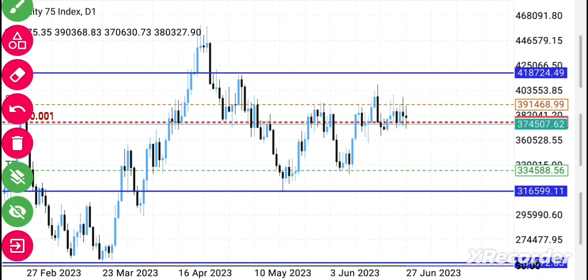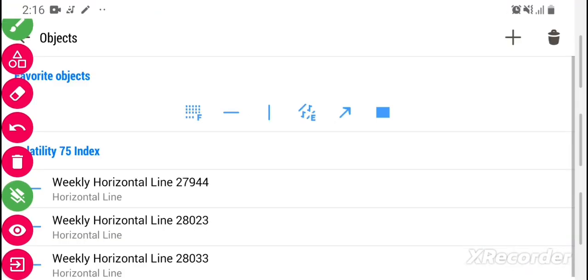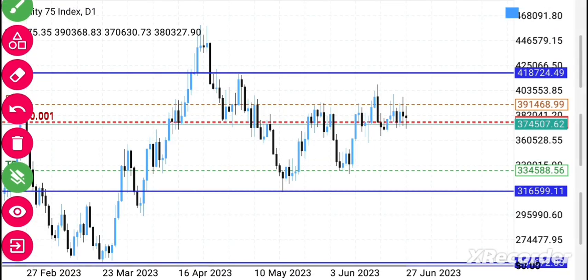Before that, we have another zone here. Let us mark it very well. We have another zone here down in the daily. You see that?